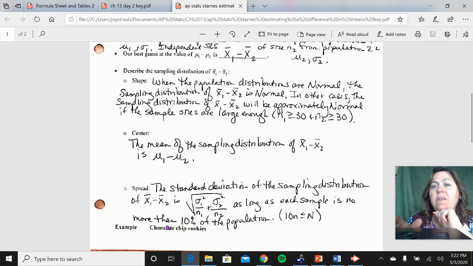Just note down here, mine says chocolate chip cookies. That's on your back. Just remind me, we're going to do an example using the chocolate chip cookie problem on the back, but not until after I run through today's notes, because you may choose to use your calculator instead. I would prefer the calculator commands with these crazy two sample problems. So we're going to go over that first. Okay. All right.